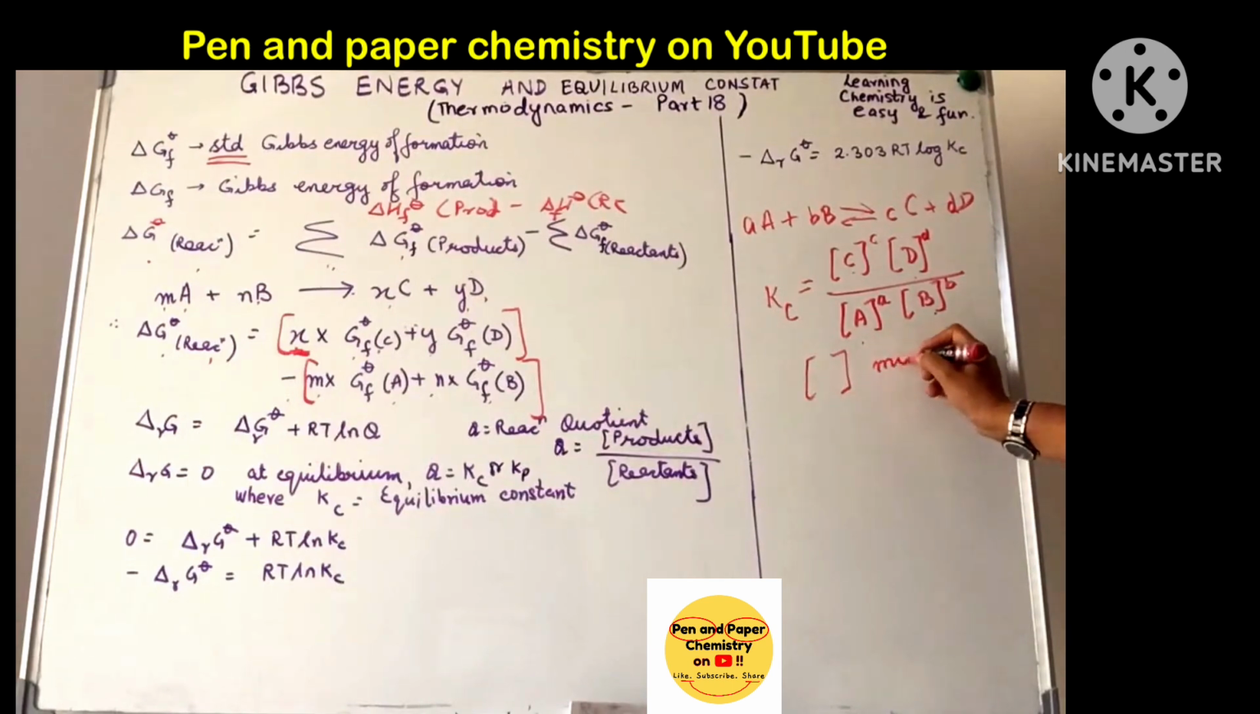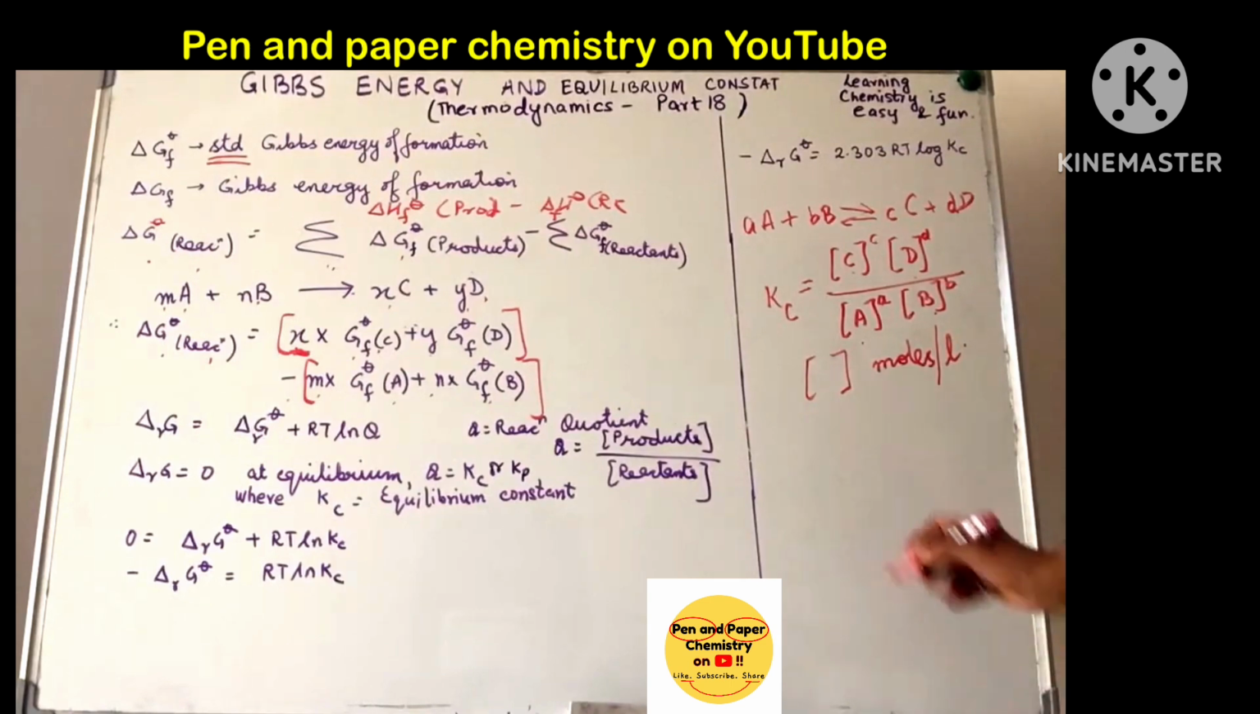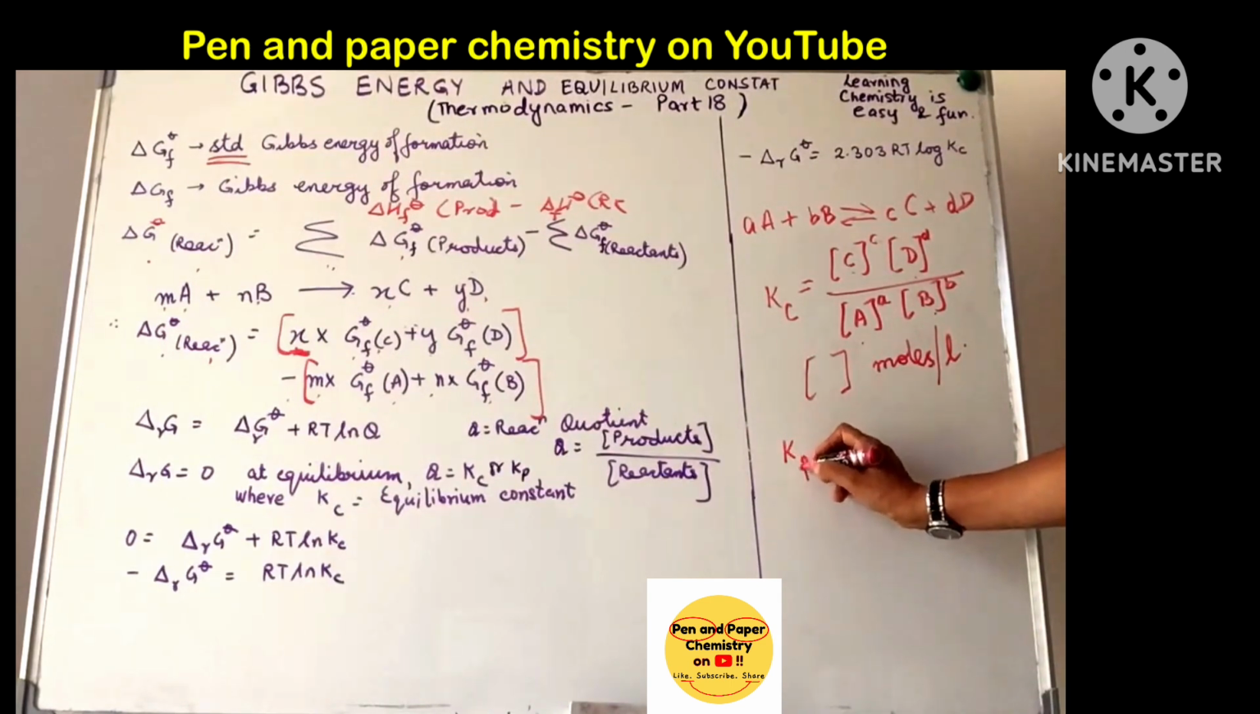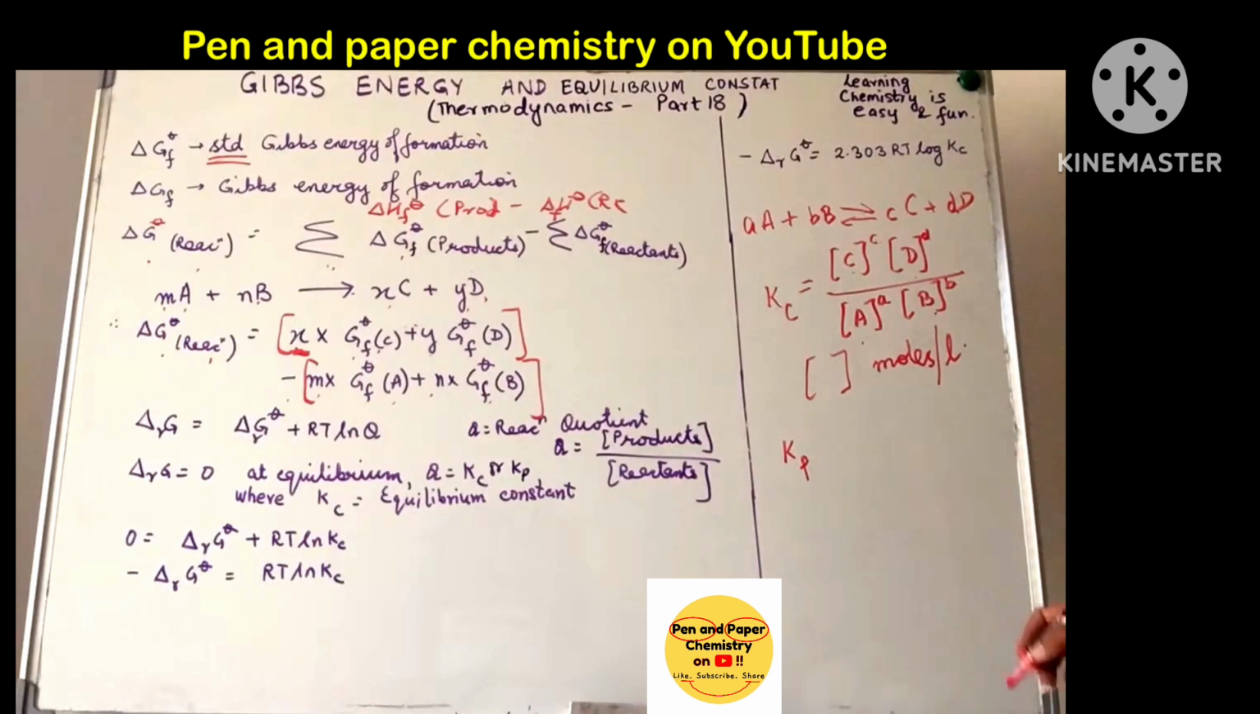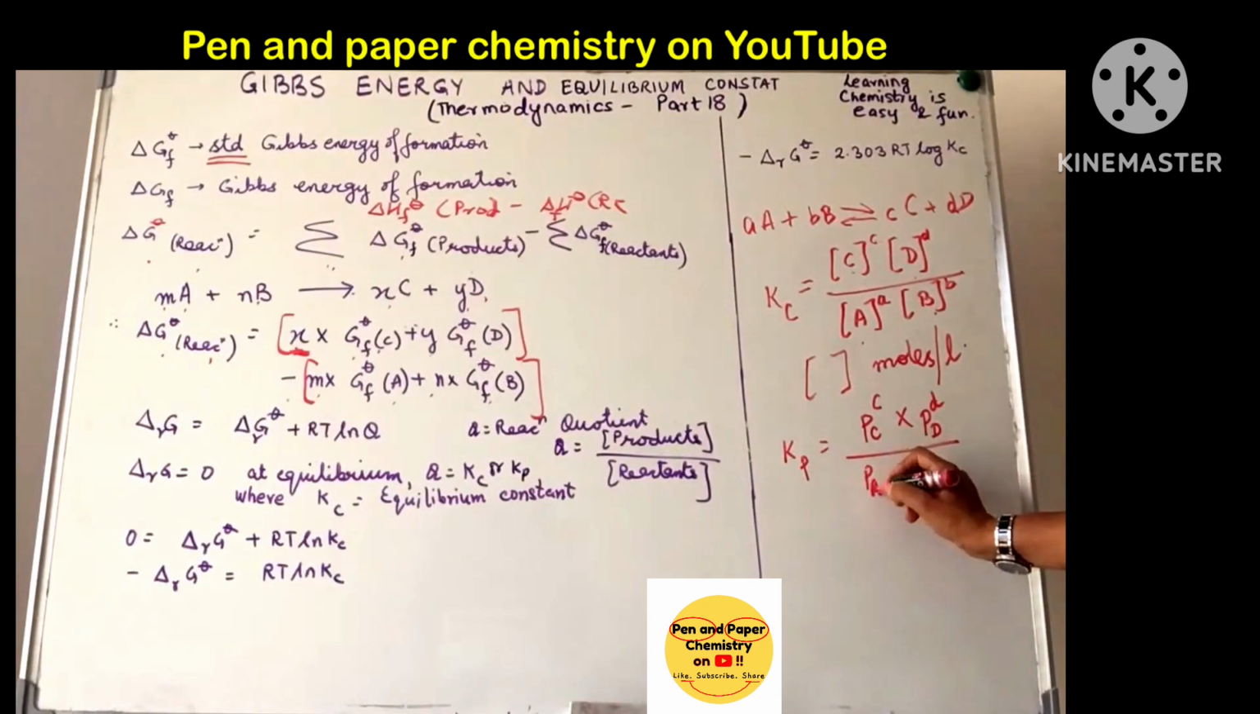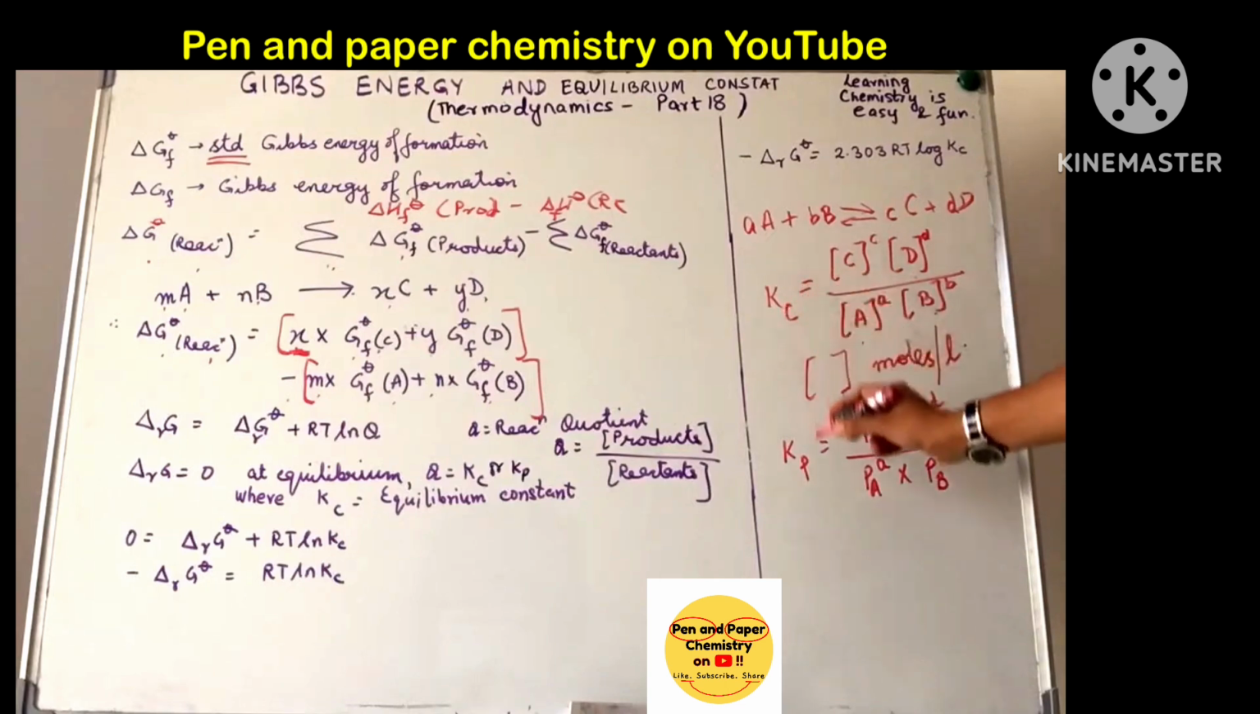Square brackets here indicate the concentration in moles per liter. Alternately, the same thing can be expressed as the equilibrium constant in terms of pressure. So we have the partial pressure of C raised to the power c, the partial pressure of D raised to the power d, divided by the partial pressure of A raised to the power a into the partial pressure of B raised to the power b. Either Kp or Kc is used as the expression for the equilibrium constant for any particular reaction.